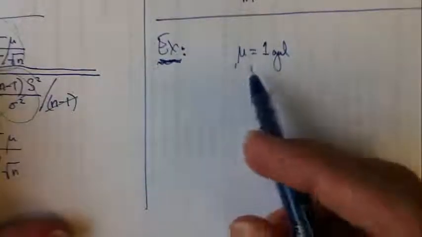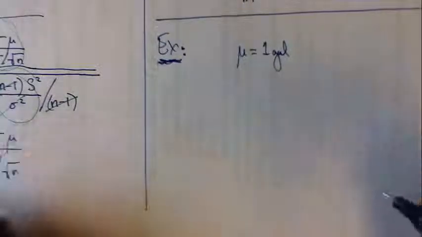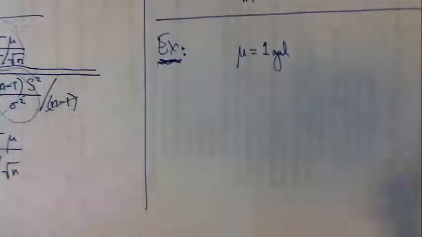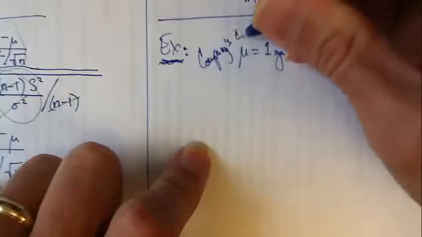Let's assume that we're back on this milk job here, and the company you work for claims that the mean amount of milk distributed into each gallon jug is 1 gallon. Maybe you don't know what the standard deviation is, but the mean is 1 gallon, and they're normal random variables. So this is the company's claim.